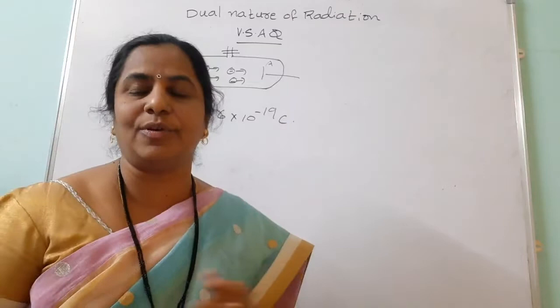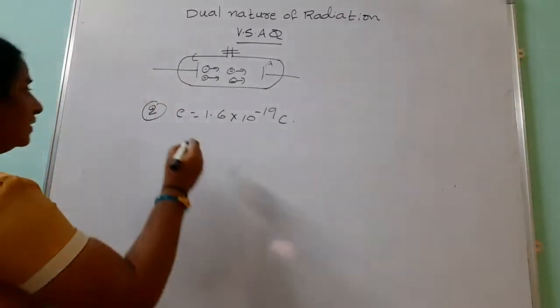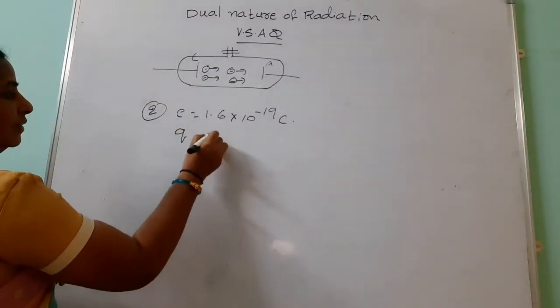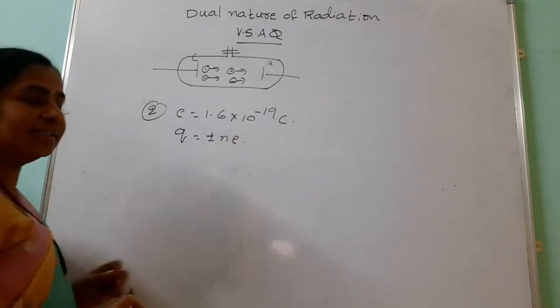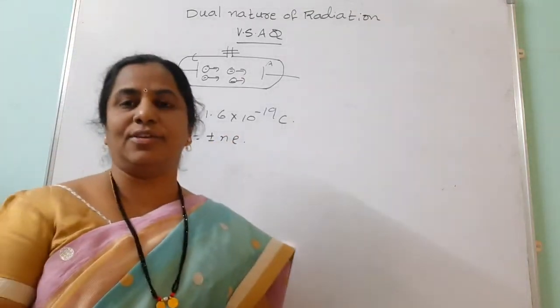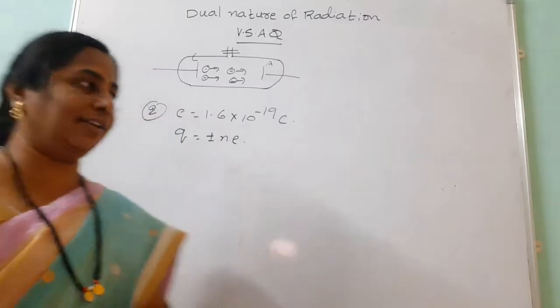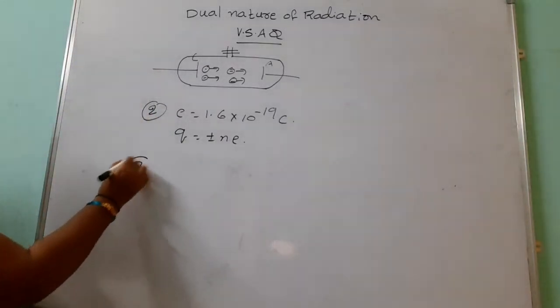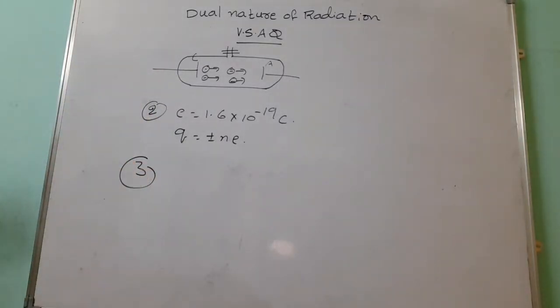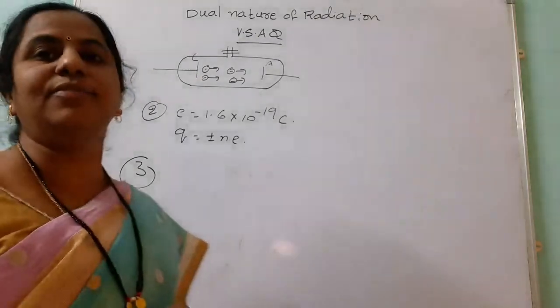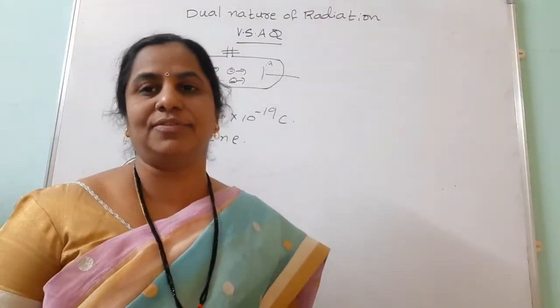And you know what the quantization of charge is? The charge of any body we can calculate as plus or minus n e, where n is the number of electrons and e is the charge of the electron. Then our third very short answer question in this chapter is, what is the work function?